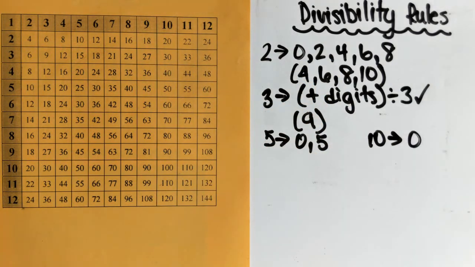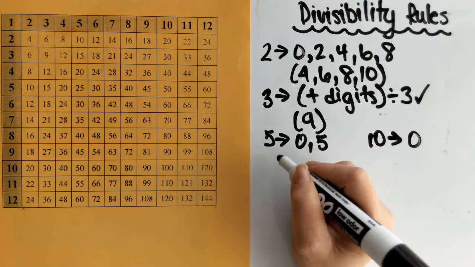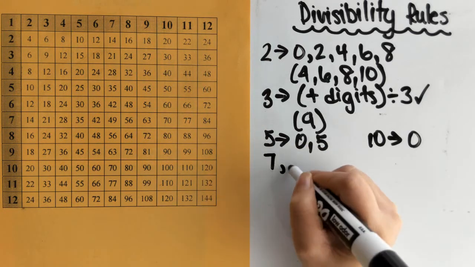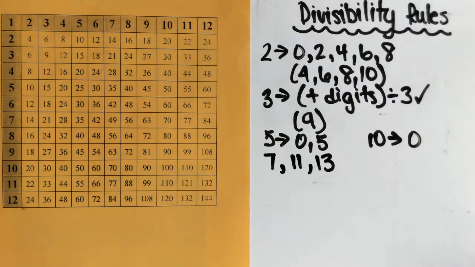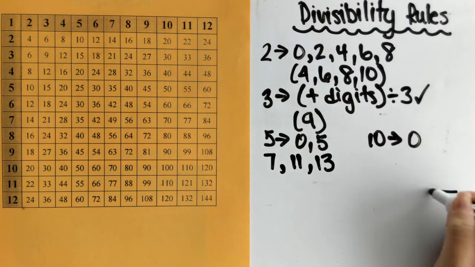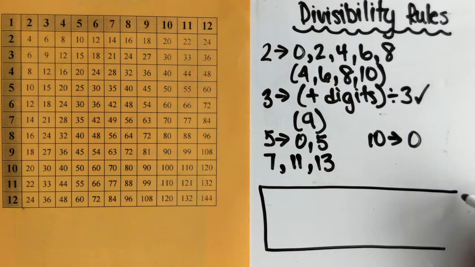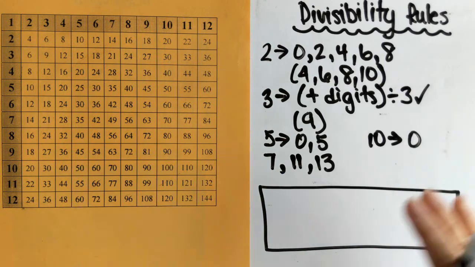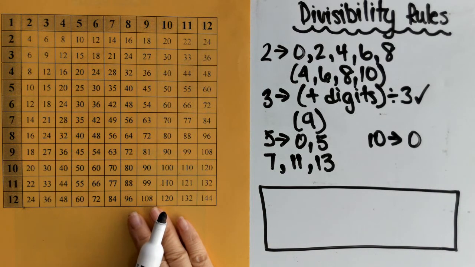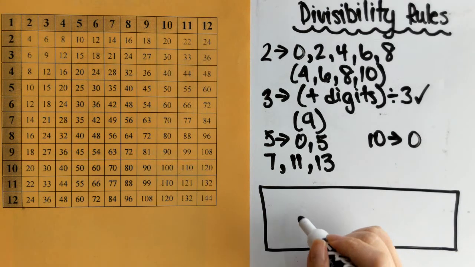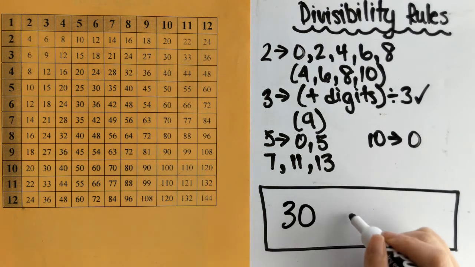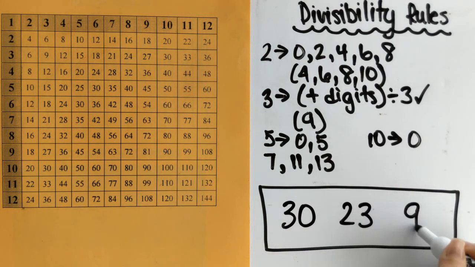With this said, when we're looking for primes, the only numbers you will actually have to test are 7, 11, and 13. Now let's see how we can apply this to find prime numbers. I have my divisibility rules right here, and I also have my multiplication chart to help me.